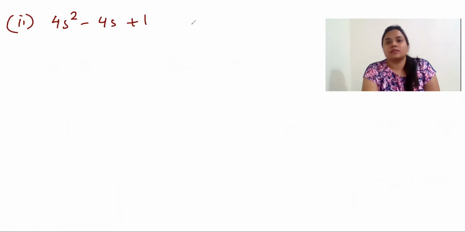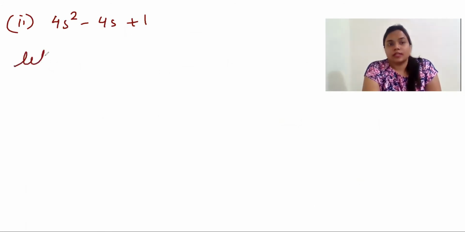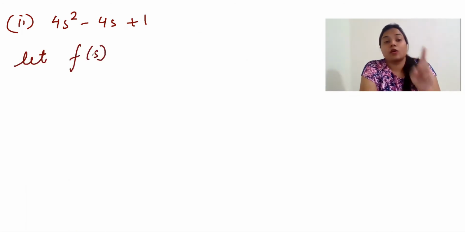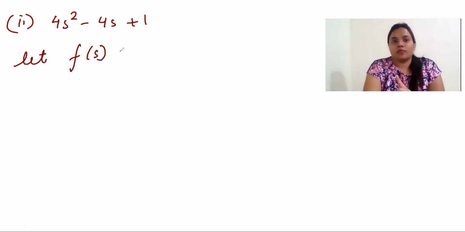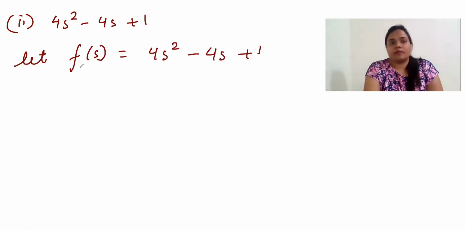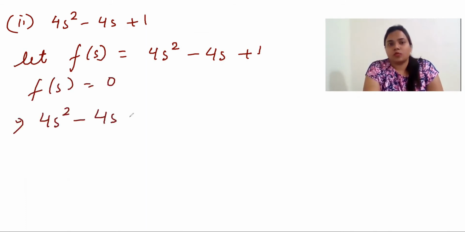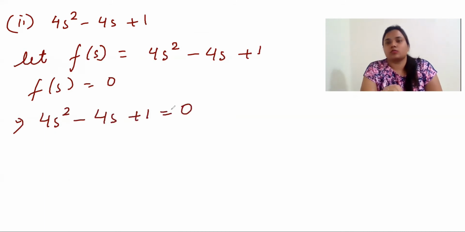4s square minus 4s plus 1. Again, we have to do the same thing. In this case, we have to write let f of s, because the variable used in the question is s. So we write f of s is equal to 4s square minus 4s plus 1. Clear? I have to get f of s as 0. It means I need to get 4s square minus 4s plus 1 is equal to 0.